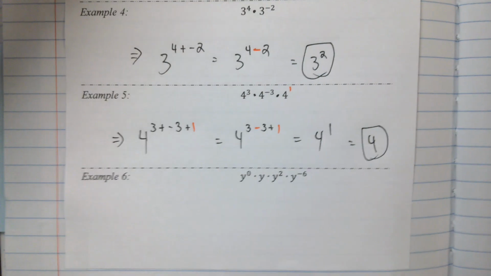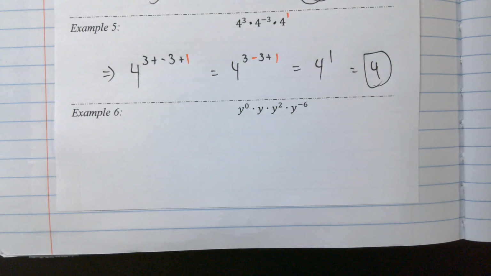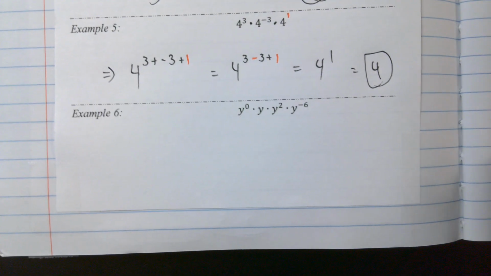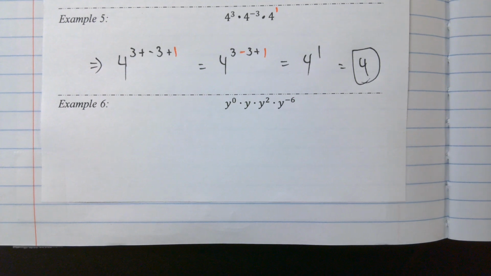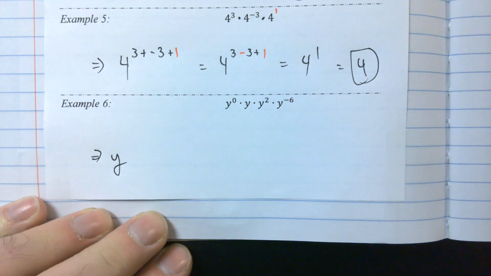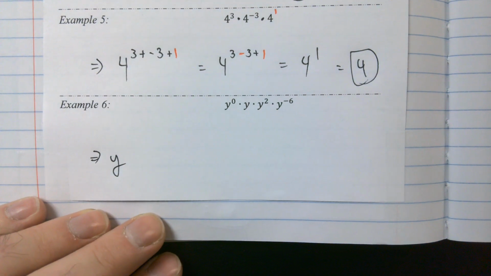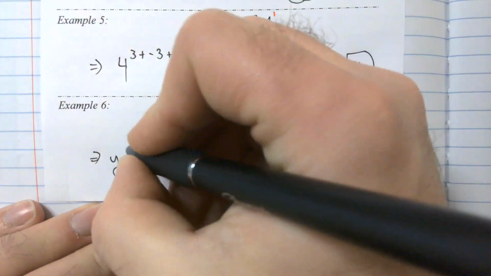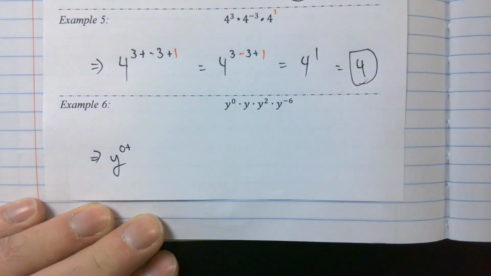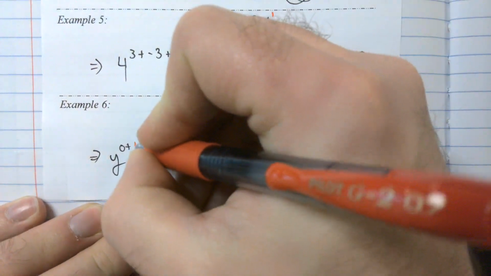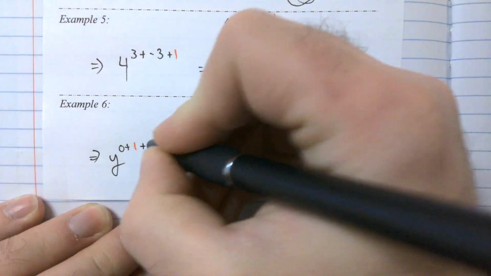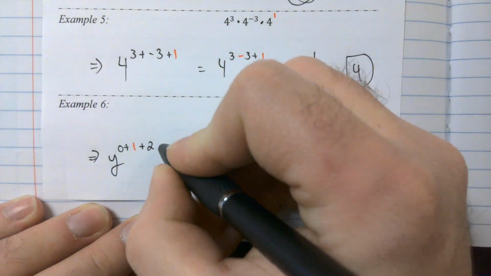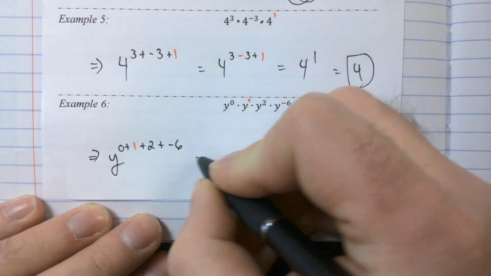Now, example 6. We got a lot going on here. How many total bases do we have here in example 6? How many bases? 4. We got 4 of them. What is my base? Y. What am I going to add together? Okay, 0 plus what? 1. Good. Great job not forgetting that. Plus 2. Plus what? Plus negative 6.